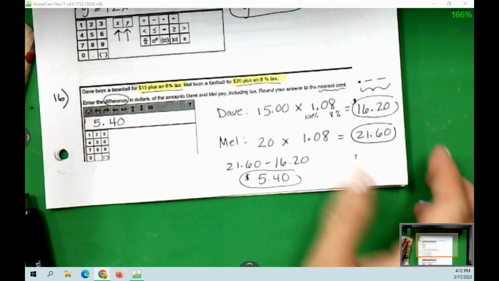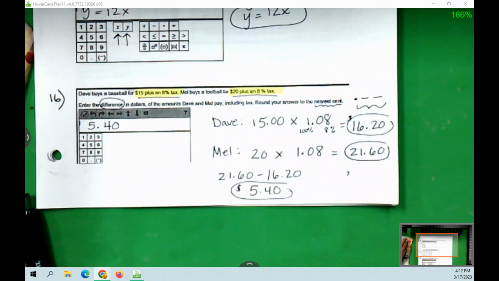Okay, that is your M-Step 14 through 16 for today.